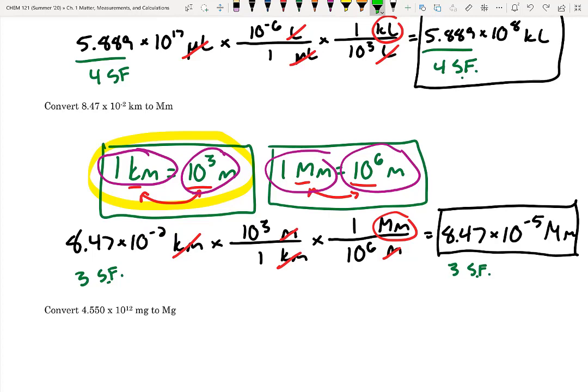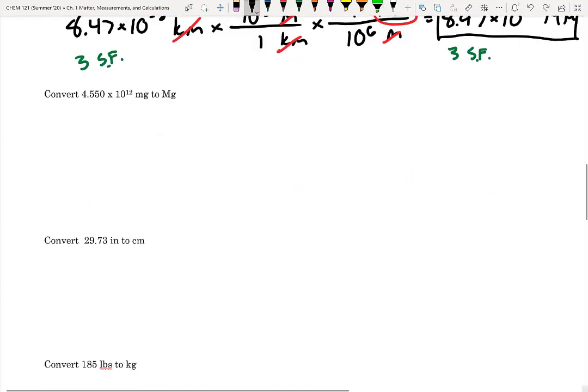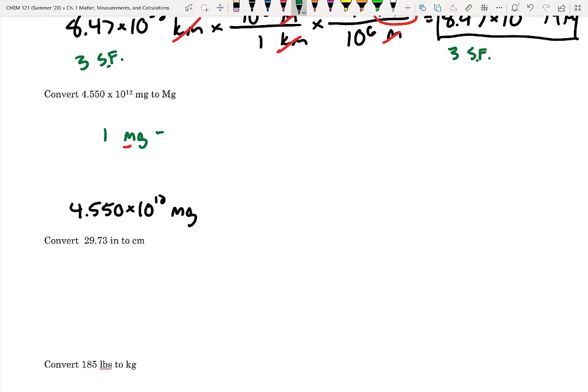All right. Let's double check this next one now. I've got 4.550 times 10 to the 12th milligrams. In this case, it's lowercase m. So 1 milligram has the prefix m in it, and m, I think we already said, is equal to 10 to the negative 3. So these are equivalent, and it's going to be 10 to the negative 3 grams.